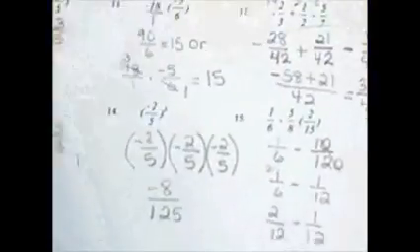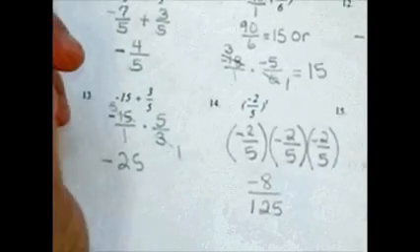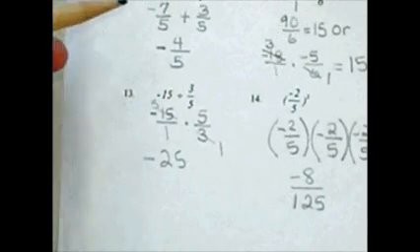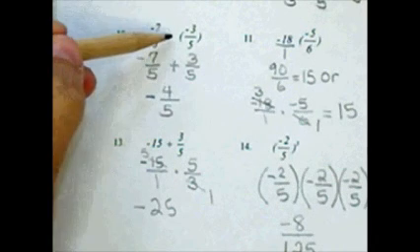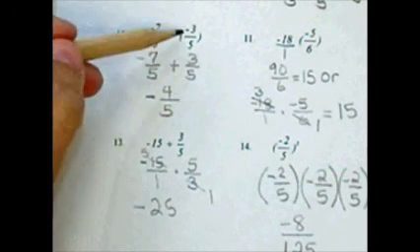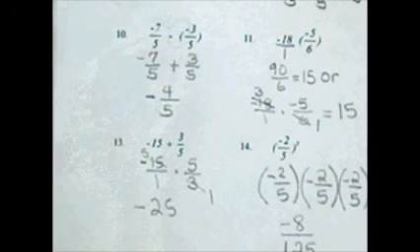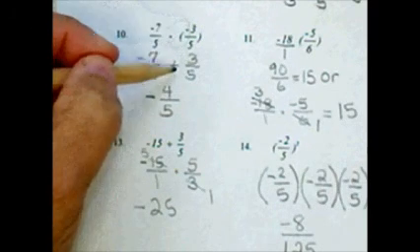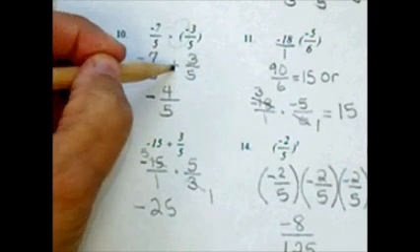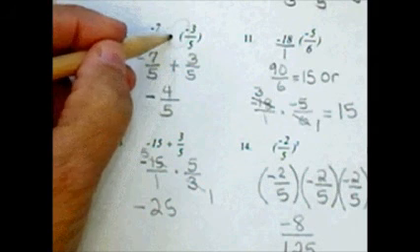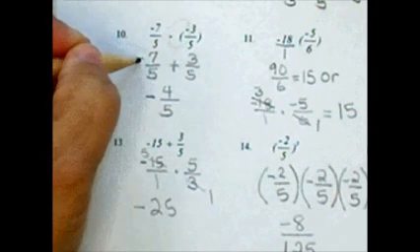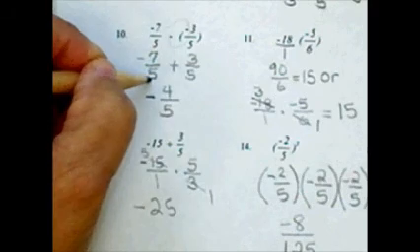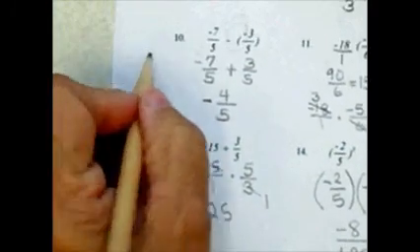Okay, my next problem is, let's see. Here we go. Negative 7/5 minus negative 3/5. So the first thing I'm going to do is take care of that negative sign. The two negatives there, side by side, mean a positive, or the opposite of a negative, if you want to think of it that way. So the denominators are already the same.